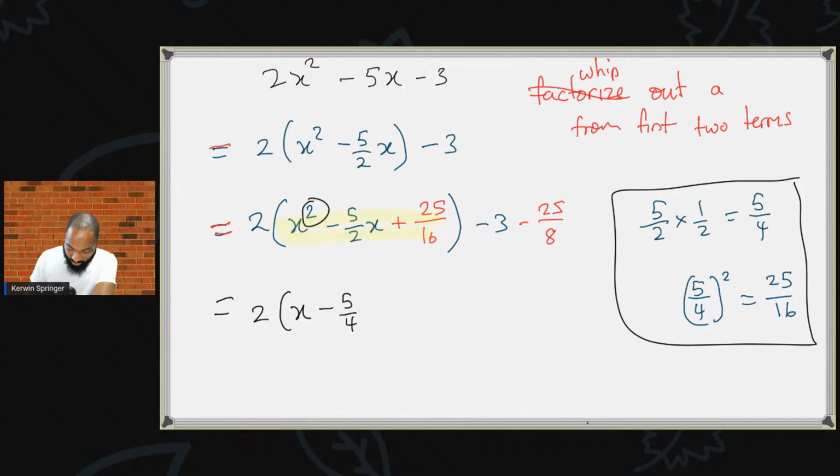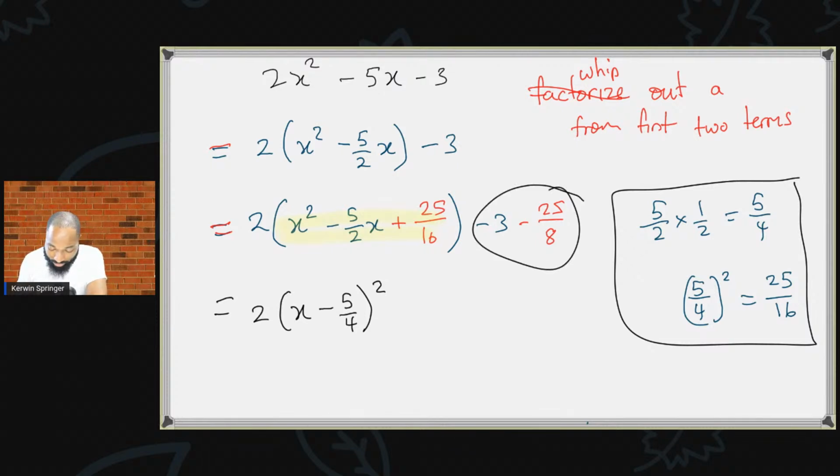Notice how the square's gone? The square gets liberated. It's a perfect square, so I can write it like this. This is that. And then, for all intents and purposes, you could merge this into one.